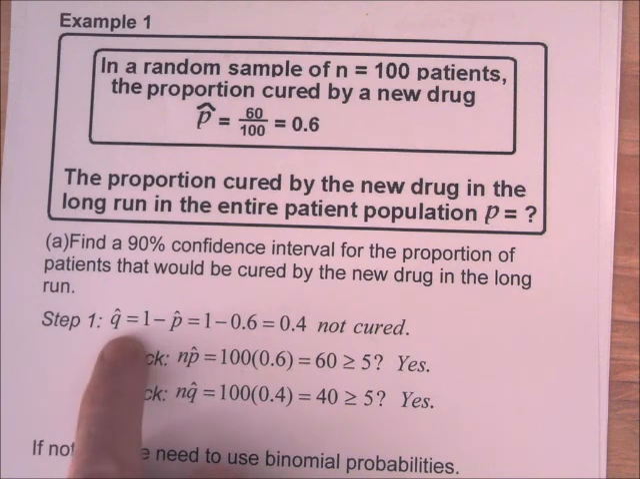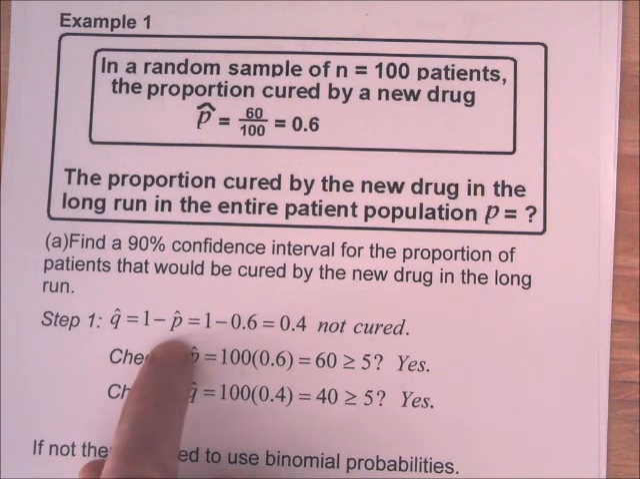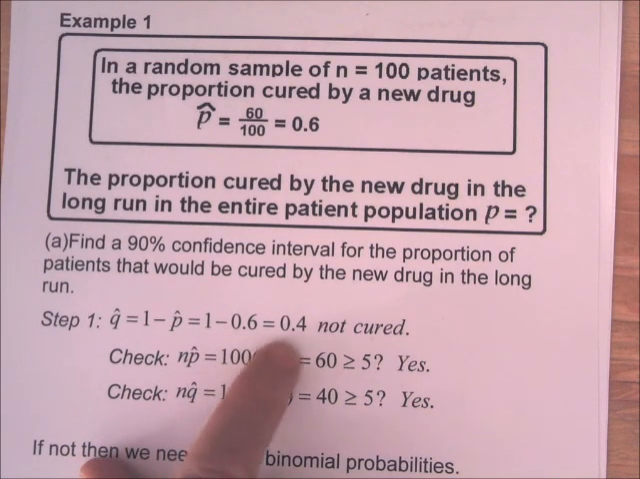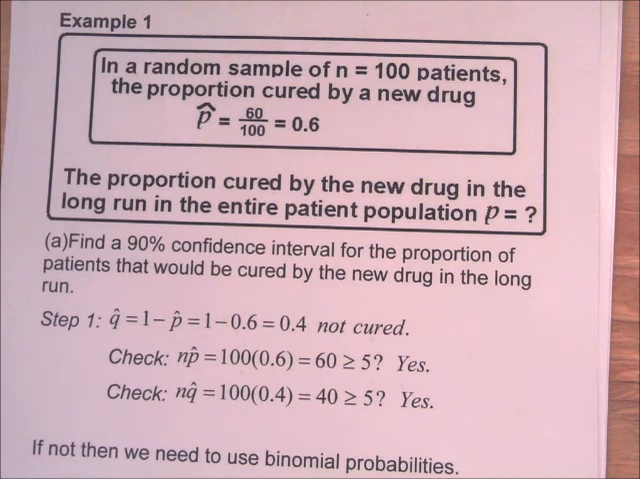So q hat would be the proportion that are not cured in our sample, and that would be 1 minus p hat, or 1 minus 0.6, or 0.4. In order to compute the exact probabilities using a binomial distribution would be very time consuming. So we hope to apply the central limit theorem and use the Z table.